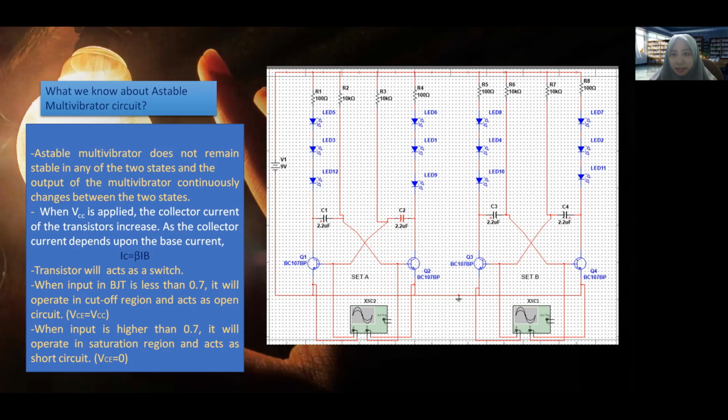Therefore, this cycle is repeated in set B to light up the LEDs, as the working principle of an astable multivibrator states that an astable multivibrator does not remain stable in either of the two states and the output of the multivibrator continuously changes between the two states.